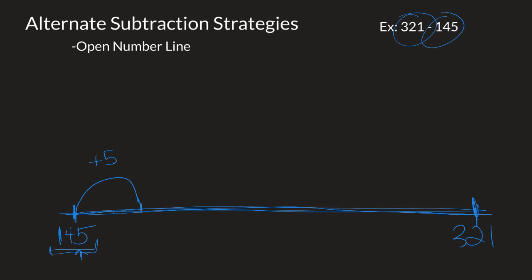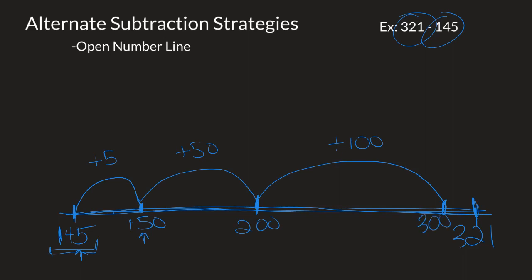And if we added 5, what number do we get to? We get to 150. Now, let's take a look at the 10s. How many 10s can we add to get to the nearest 100? You guessed it. You add 50. When we add 50, we'll get to 200. Now, what do we need to add to get to the nearest 100 where this number is placed? Let's add 100 here because that will give us 300. And now we have this little jump right here to add 21.